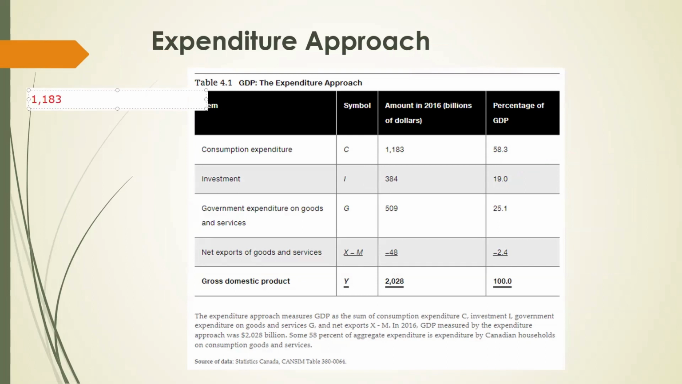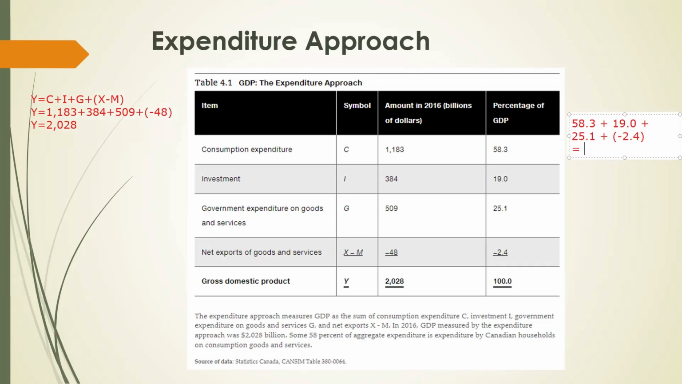So you do the C plus I plus G plus X minus M equation, which equals Y. So then Y equals 1,183 plus 384, plus 509, plus negative 48, and you get 2,028. And if you did the percentage of GDP here, it would be 58.3 plus 19.0 plus 25.1 plus negative 2.4, and that equals 100. So you can do either way. This is how to do the expenditure approach. It's a lot easier than the income approach in terms of calculation.